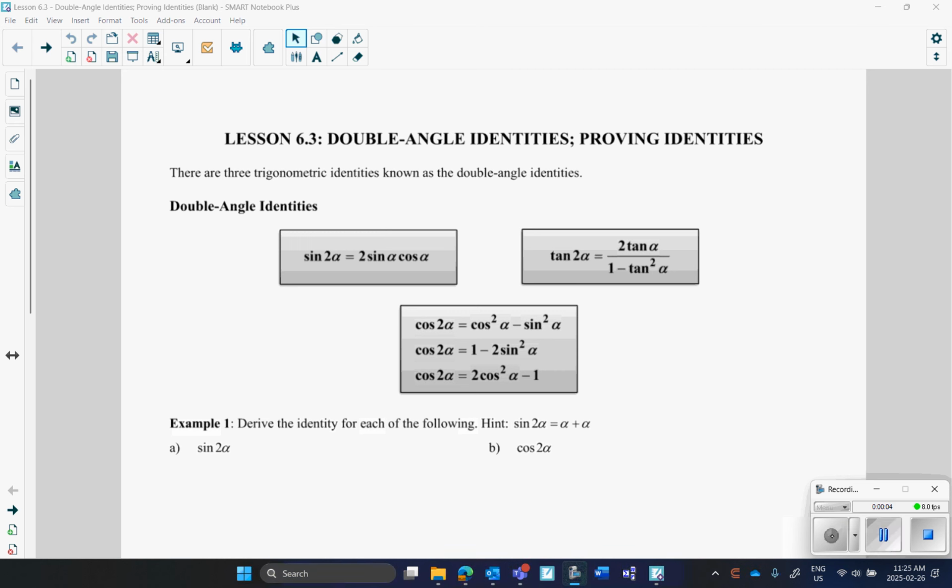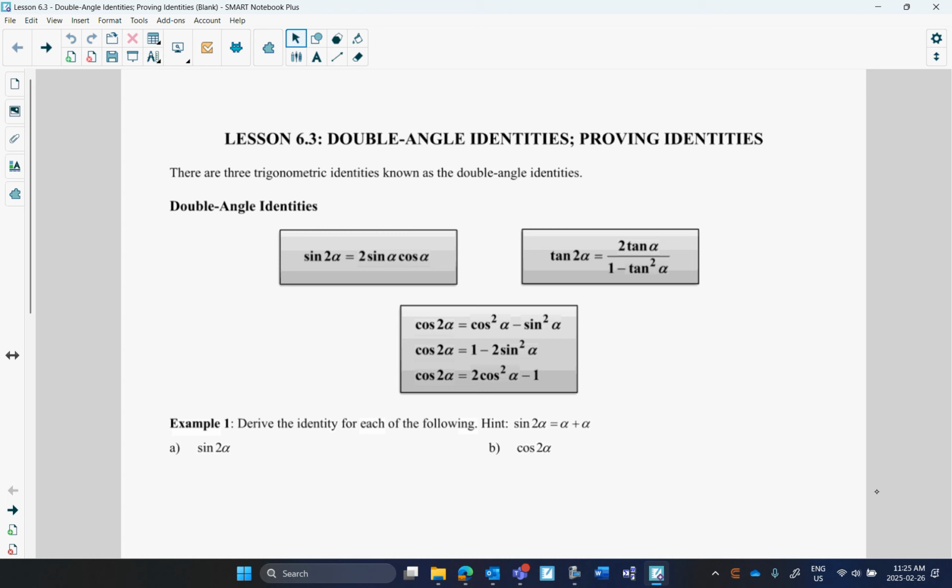This is the last set of identities I'm going to show you. And these ones in gray, you will be given formulas for them. You will be given these on a formula sheet. So you don't have to worry about memorizing them, just about when to use them. And I'm going to show you some places where we use them in the next few examples.